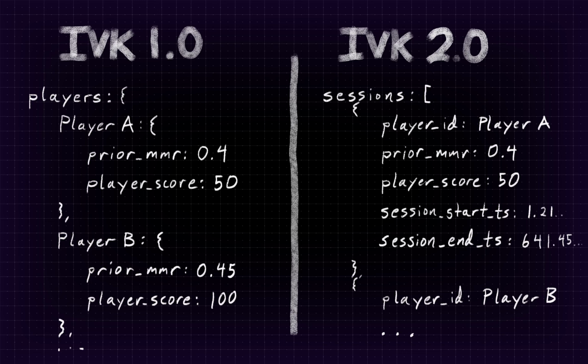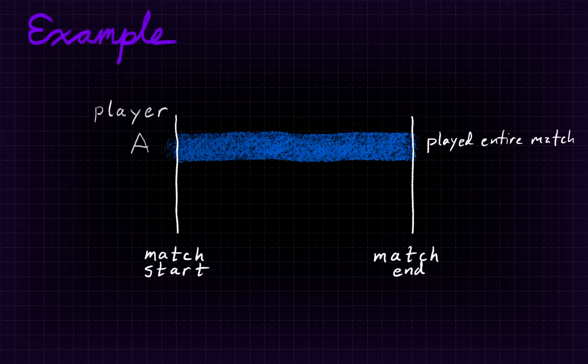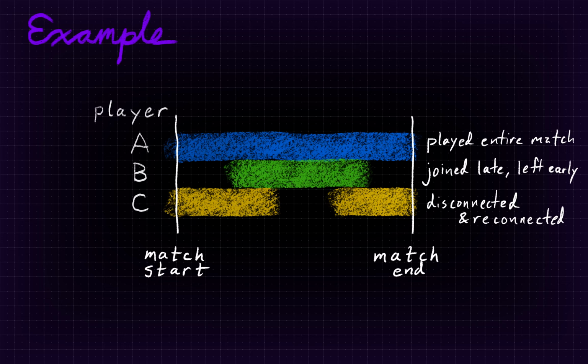Instead of processing a list of players in the match like in version 1 in the left column, we now have a list of sessions, shown in the right column, with one or more sessions per player. To illustrate how we use this session data, let's say we have 3 players. The first player simply plays the entire match, the second player joins the match late and leaves early, and the third player gets disconnected in the middle but rejoins near the end.